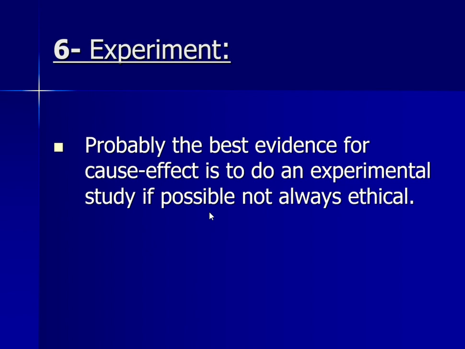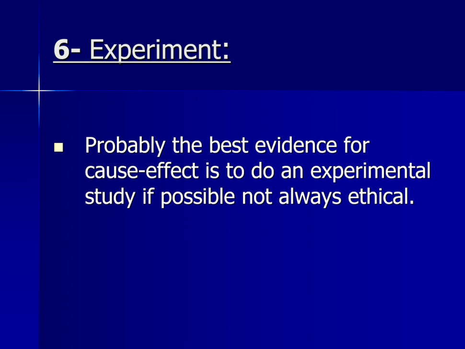The last one is experiment, meaning that probably the best evidence to establish cause-effect is using an experimental study, which is not always ethical. Obviously, when you're doing an RCT for a drug, that is your best evidence to say that my drug is causing the outcome to be reduced or the outcome to increase, depending upon what your outcome is. But however, for things like smoking and coronary heart disease, you're not able to test using experimental design.